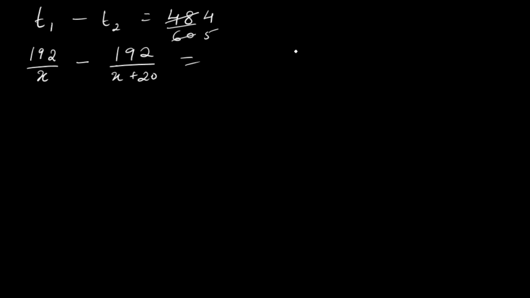12 into 4 and 12 into 5. Okay, so 4 by 5. Here two fractions are getting subtracted. That means we have to take the LCM. So how to take the LCM? Cross multiplication of the numerator.